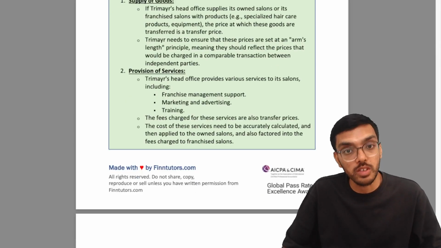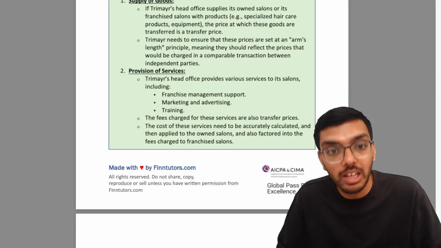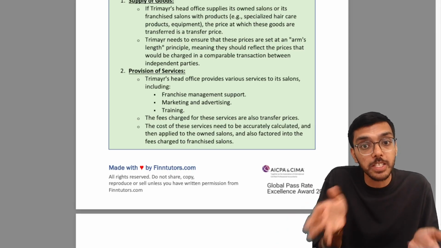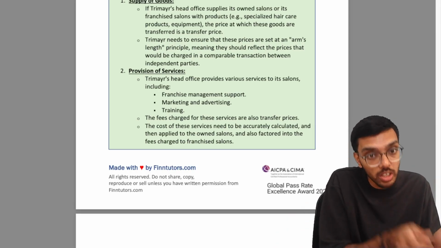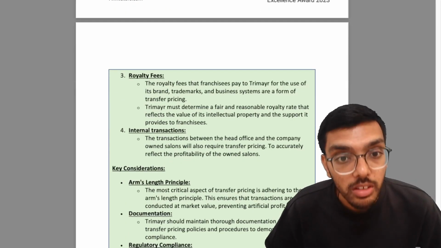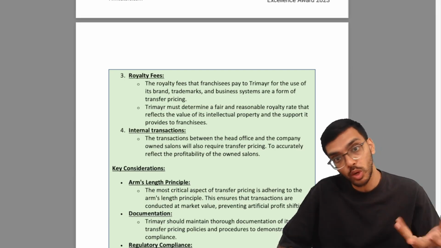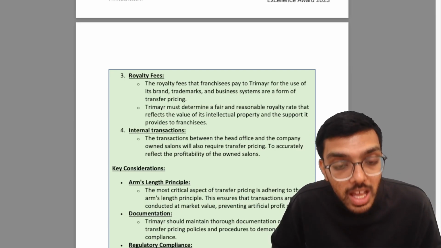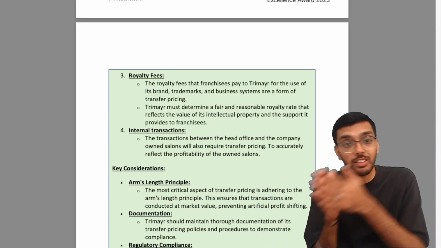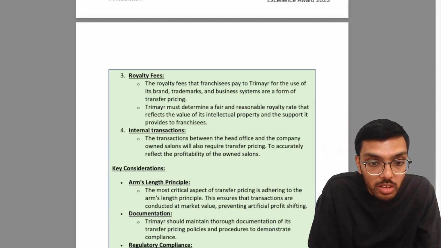Second, provision of services. Trimayr's head office provides various services to salons, like management, like marketing, like training. There will be fees that you charge for these services. So what fee to charge? This is also a transfer price. Third, royalty fees. The royalty fees that franchisees pay to Trimayr for the use of its brand is also a form of transfer price. And if there are any internal transactions between the head office, between the franchise, between the owned salons as well, this will also require a transfer price.